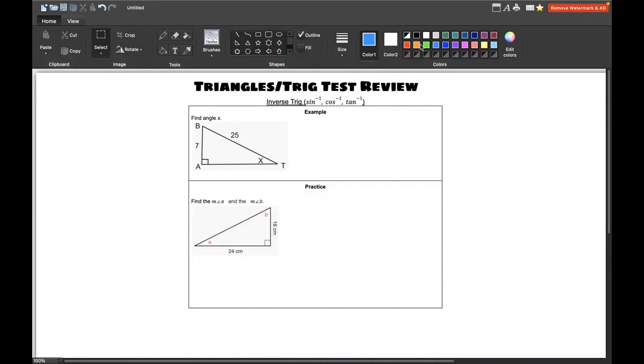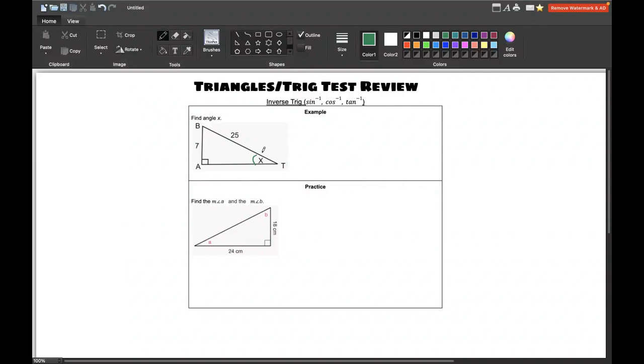This is the method that requires the least amount of actual algebra, but it looks a little funky, so just pay attention to how it looks. But it's actually very simple once you get it set up. It starts off the same way: we have a right triangle, we're referencing an angle, and there's the angle that we want to find.